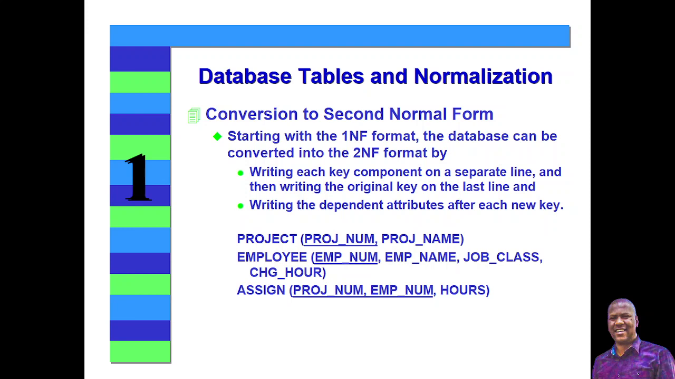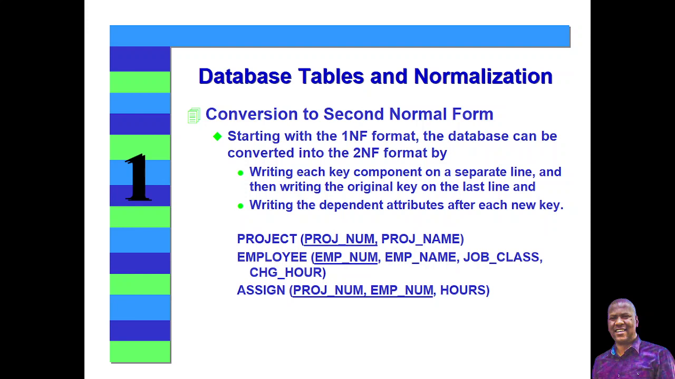So converting the first normal form to second normal form, we need to ensure that we break those particular dependencies. So you can see there's an introduction of a new entity, right? You can see the assign. So we need to write each key component on a separate line and then write the original key on the last line, as you can see.